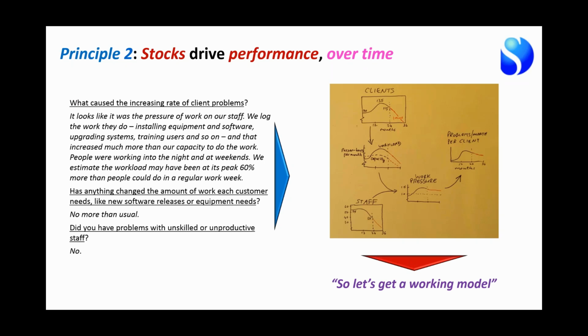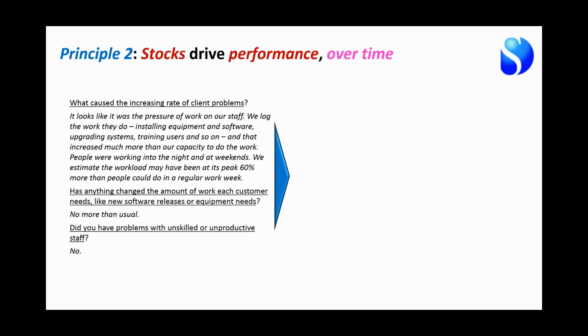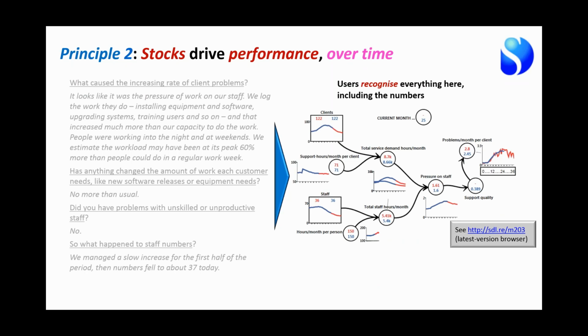Okay, so let's make a working model of this. That can't be too difficult. And here is the working model of exactly what we just put on the whiteboard. The important point to notice is that users recognize everything here. There is nothing on that picture that they don't recognize, they can't see and feel and touch and at least estimate numbers, even if they don't know exactly what the numbers were.